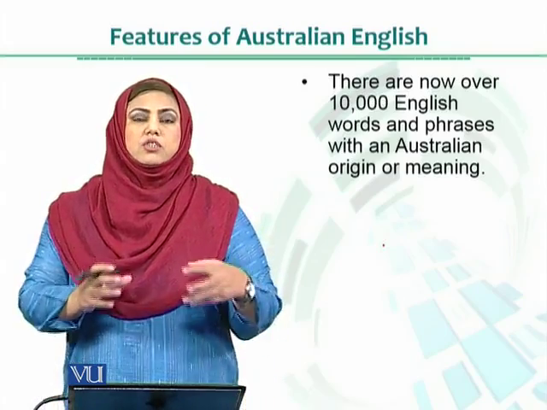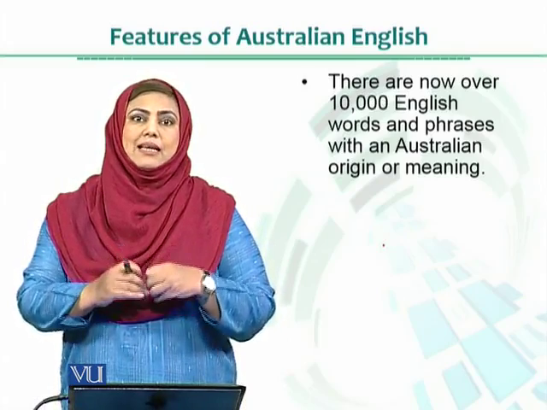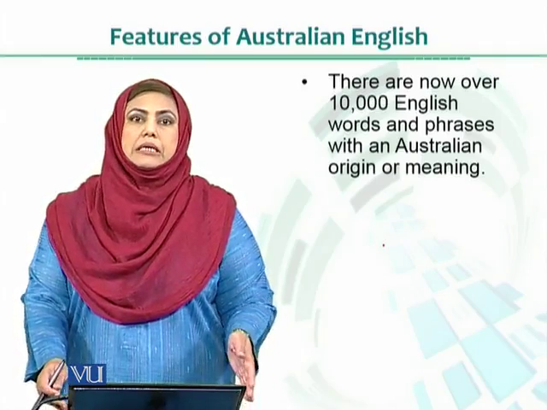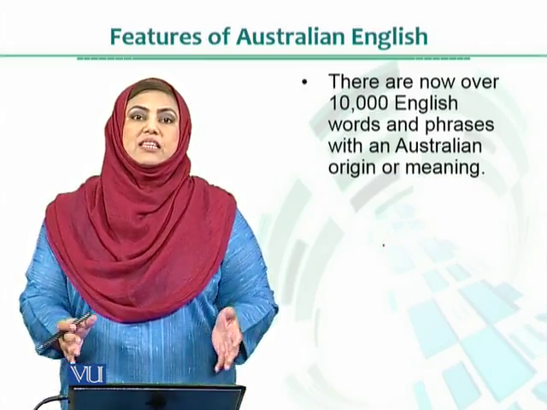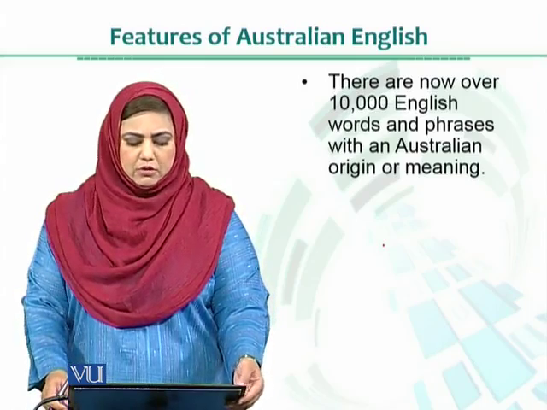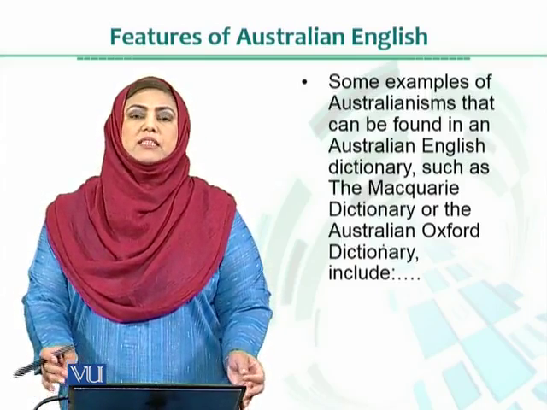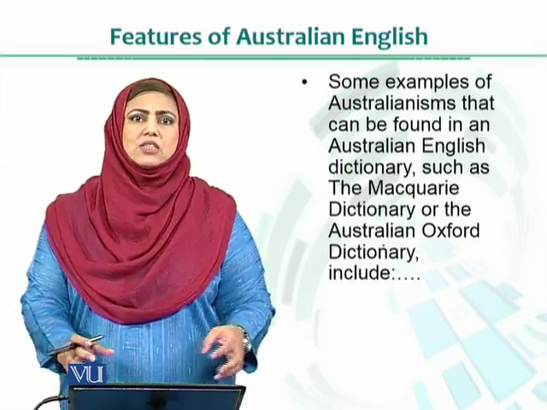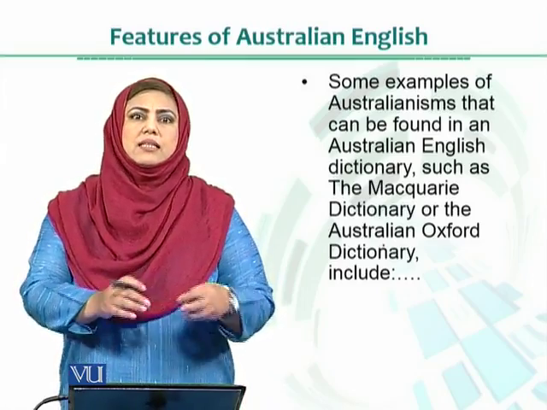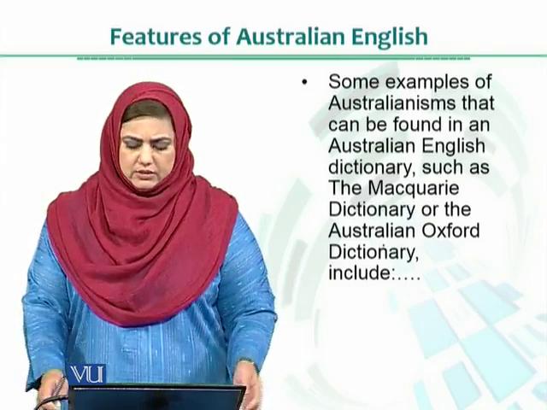This inclusion of words from local languages of Australia into Australian English is so much that today we have 10,000 English words and phrases in standard English, the English that is used worldwide, and now all these expressions or words have become a part of it. Some examples of Australianisms. Australianisms, by the way, is the term used for all those words in English that are globally understood and used, but they have their origin in Australia. They are derived from some of the Australian native languages.